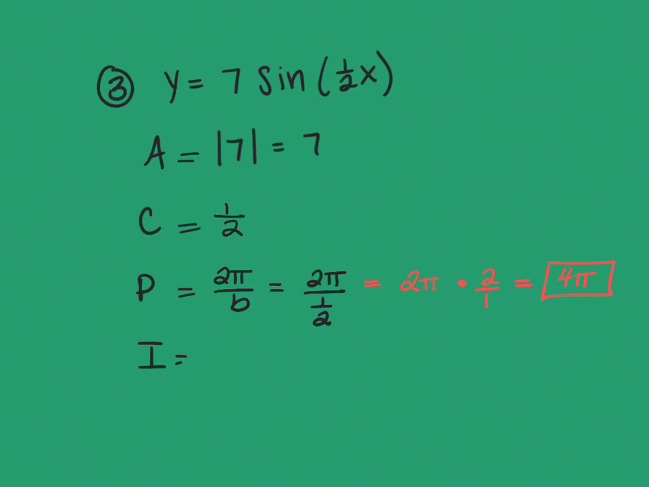And then last but not least, the interval is period over 4. So period is 4 pi divided by 4, which is pi. Okay? Okay, so that's really it for this lesson. I'd like to just give you a little preview into the graphing aspect.